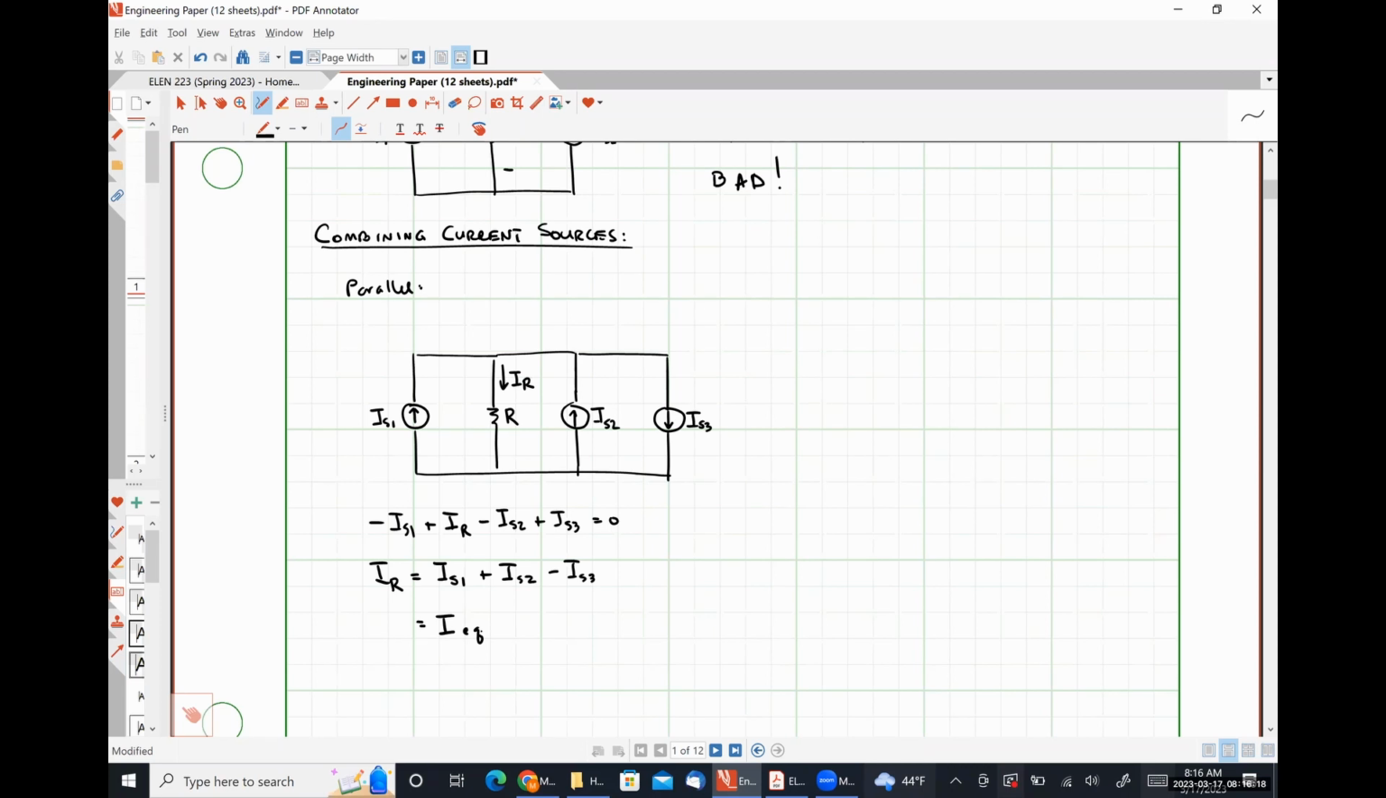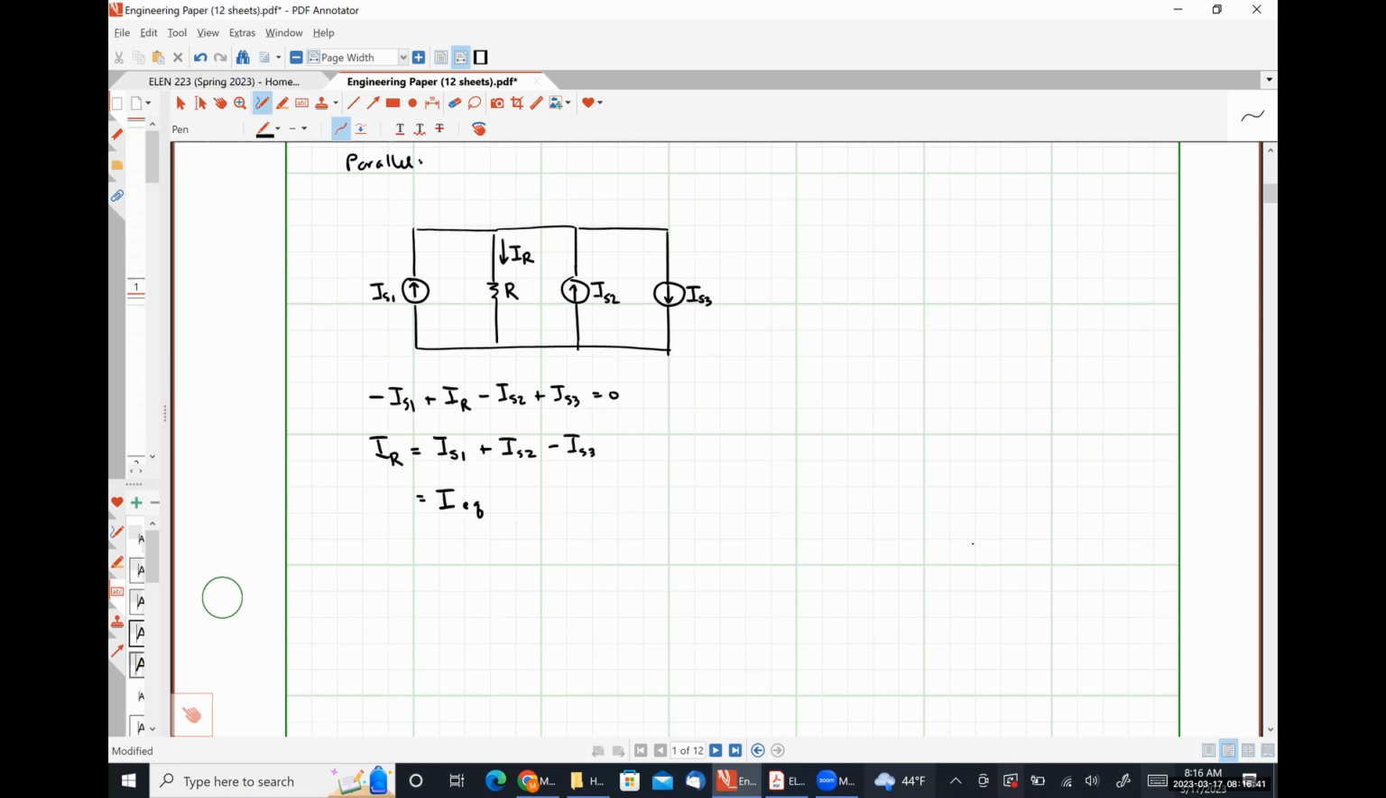So much like we saw with voltage sources in series, whenever we have current sources in parallel, if they have the same direction, they add together. If they are of the opposite direction, we take the difference. So there's combining current sources in parallel.